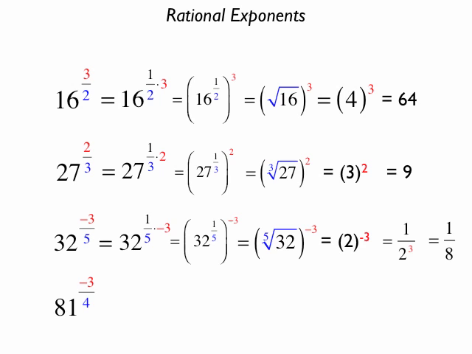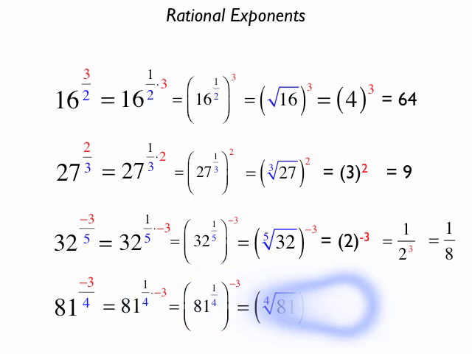Now pause the video and do the same thing with 81 to the negative 3/4. We're going to rewrite the negative 3/4 as 1/4 times negative 3. Then we're going to use our power of a power. Then we will rewrite the 81 to the 1/4 power as the 4th root of 81.